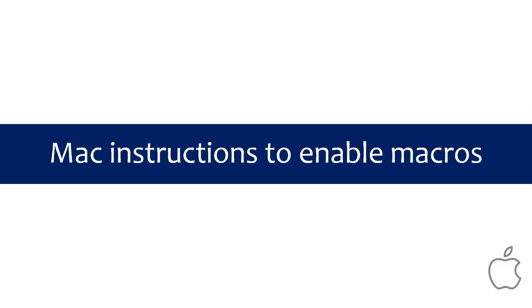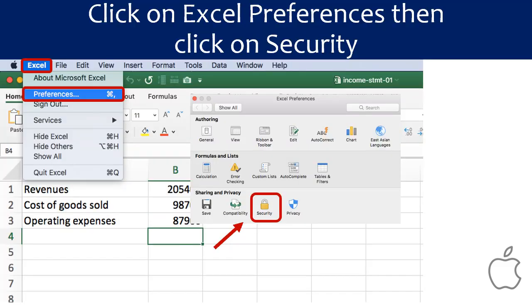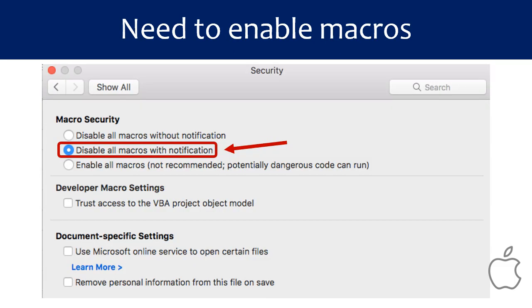We do have a slightly different process for Excel for Mac users. If you are using a Mac, click on Excel in the ribbon. In the drop-down box, click on Preferences. In the Excel Preferences dialog box, click on Security. In the Security dialog box, check Disable all macros with notification.